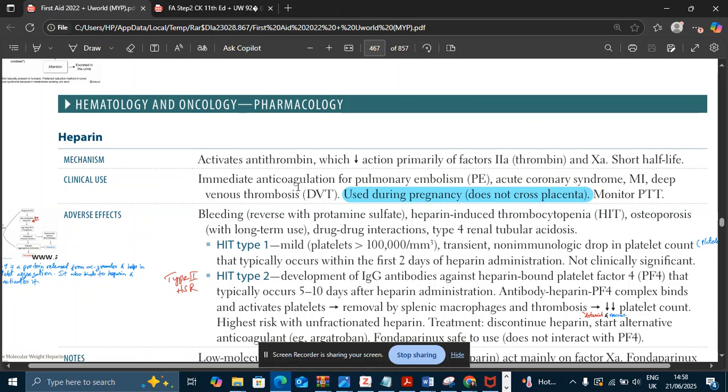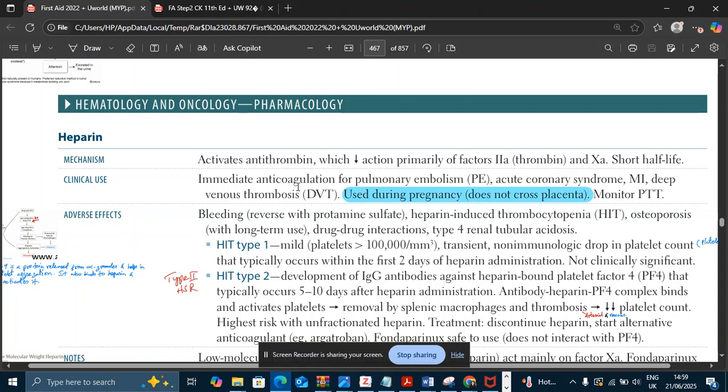Heparin can be used in pregnancy because the reason is it does not cross the placenta. We cannot use warfarin in pregnancy because warfarin crosses the placenta, and warfarin is teratogenic. Heparin is not teratogenic. If we need anticoagulation in pregnancy, then we use heparin, not warfarin, because warfarin crosses the placenta and is teratogenic. Okay, and heparin does not cross the placenta.